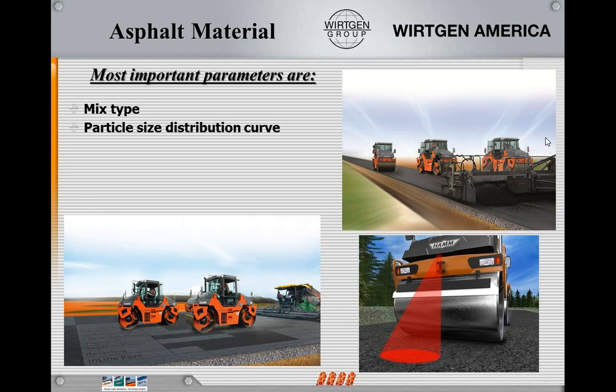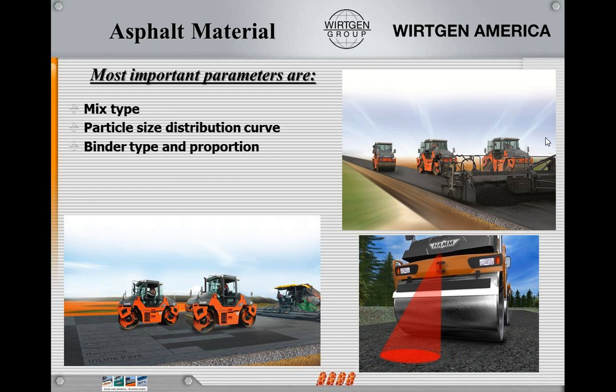Is it a coarse mix? Is it an SMA? Is it a Marshall mix design? A Superpave mix design? What is it we're trying to look for? The binder type and proportion. The type of AC that we use has changed through the years, just basically in nomenclature.